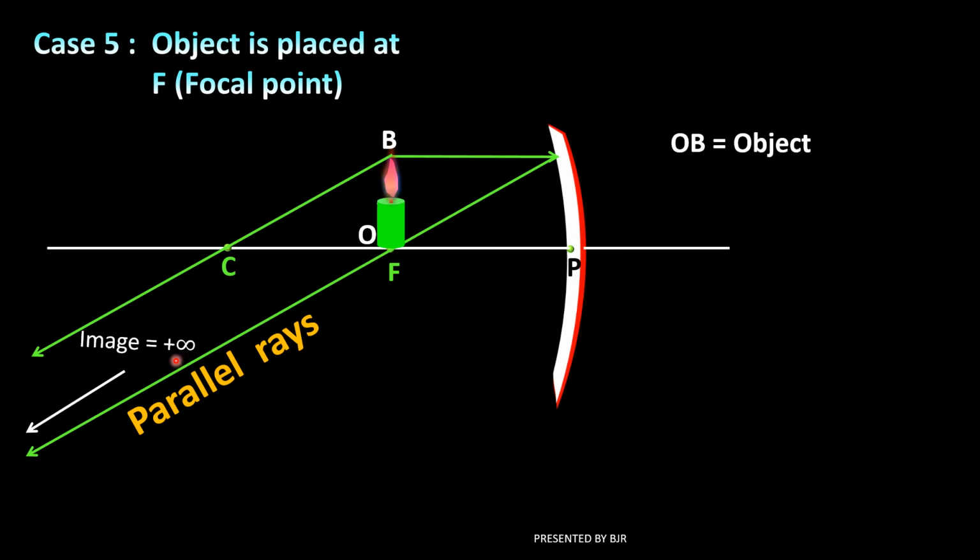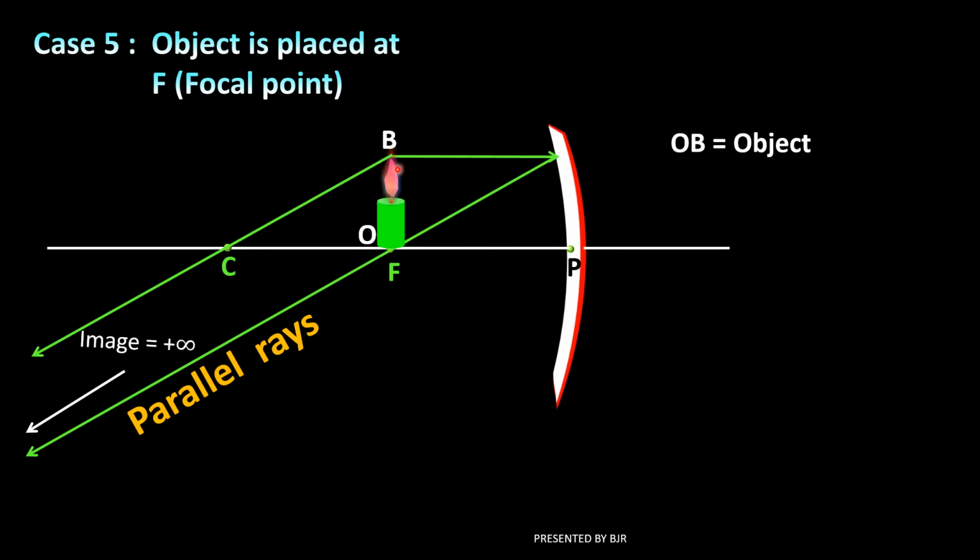Here particularly I have shown plus infinity. Plus infinity means the image is formed on the same side of the object at infinity. Okay, and one more possibility is also there in this case. We may not confine to this case only.